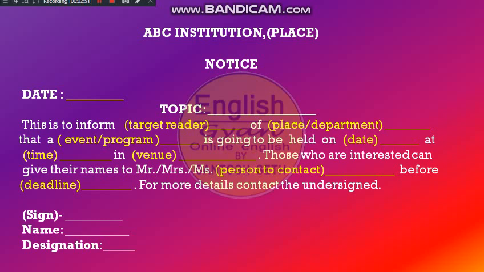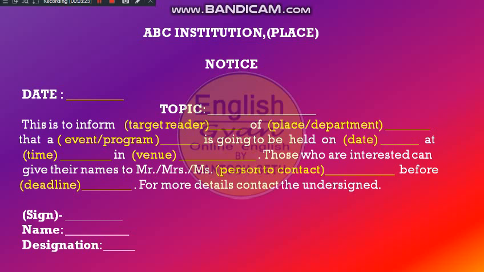Now comes that content part. Here, some parts are written in yellow. These parts are actually important because if suppose that you are a reader, then definitely you would like to know this notice is for you or not. So first line consists of the target reader. This is to inform whom. So suppose that it is for all the teachers, so definitely they will read, otherwise they will not read. So this is to inform all the students of and then their place, their department, their class.